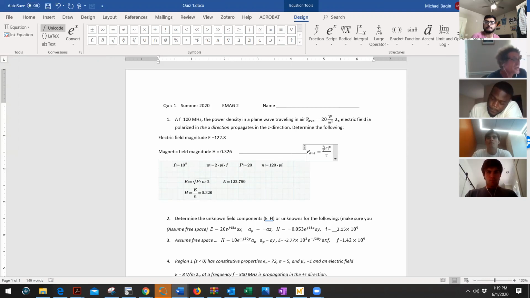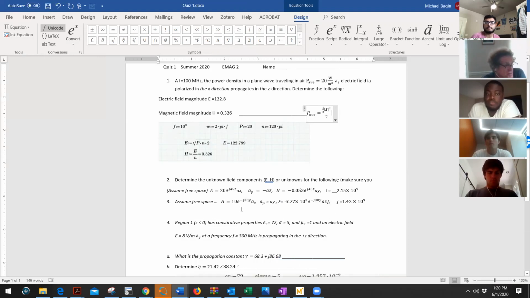So from there, I can calculate E by just taking 2 eta times P av and taking the square root of that. That's simply the magnitude. That was 122.8. And then because it's air, to get the magnitude of the H field, it's just E over eta. This is a simple box checker. These are things that should be pretty much automatic from the last part of EMAG 1 to the first part of EMAG 2, from the equations and what we've discussed.